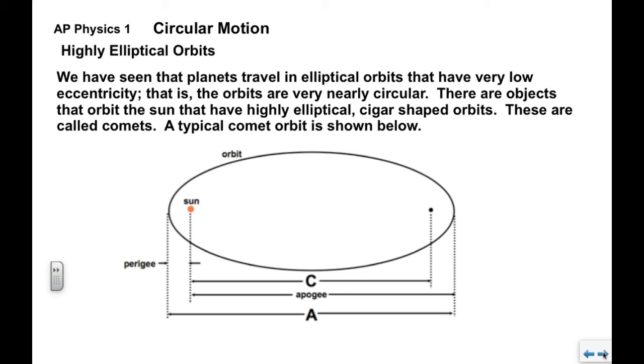Now we're going to look at some highly elliptical orbits. There's an activity this week where we will simulate a comet, a short period comet. We've seen that the planets have very low eccentricity, that is, the orbits are very nearly circular. There are other objects that orbit the Sun. They have highly elliptical, elongated, cigar-shaped orbits. They're called comets, and a typical comet orbit is shown below. This is not exaggerated for clarity.